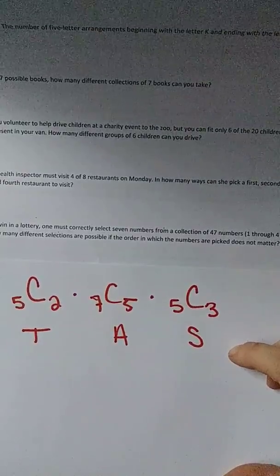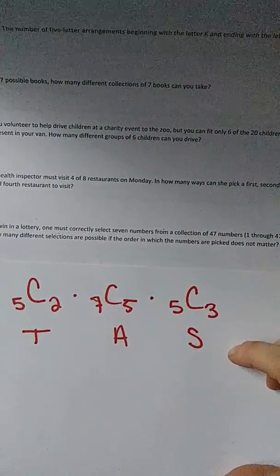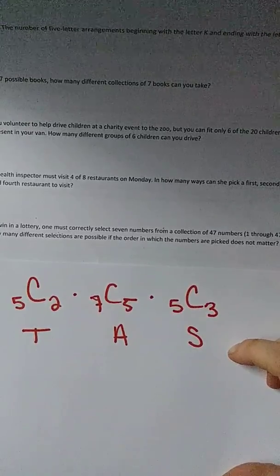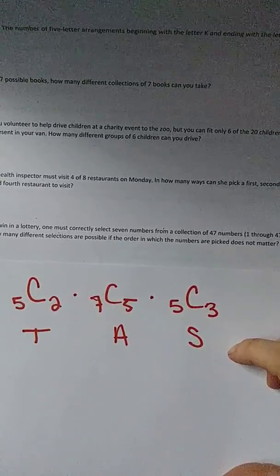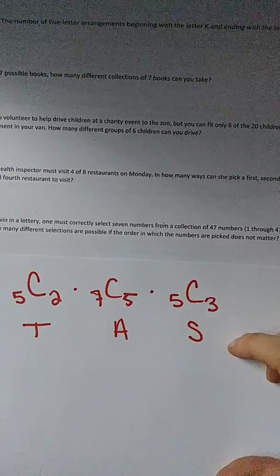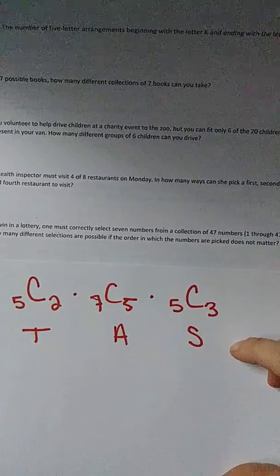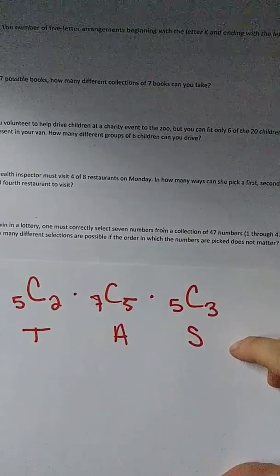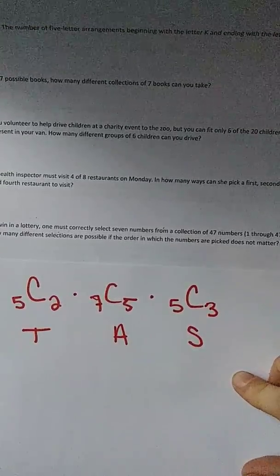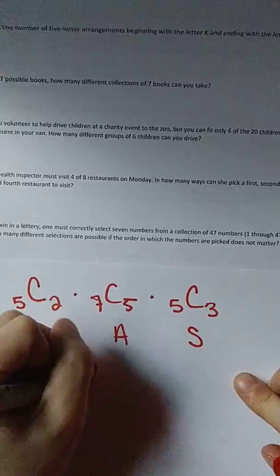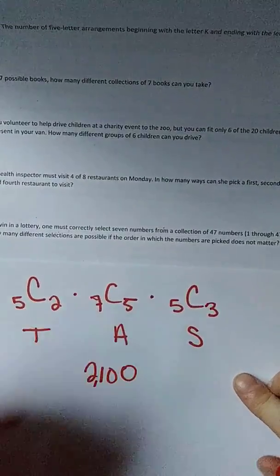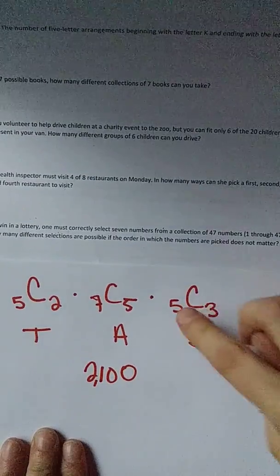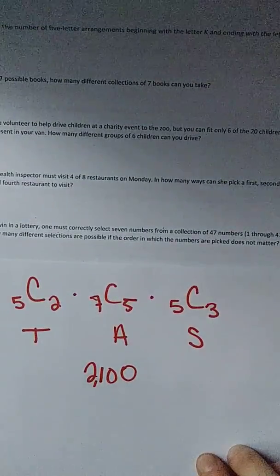So I'm going to go ahead and do that here. We have 5C2 times 7C5 times 5C3, and my final answer is 2,100 different ways to select these number of singers from these number of people altogether.